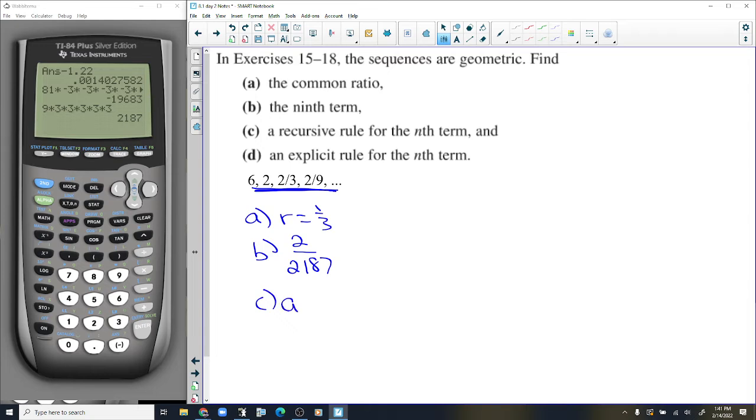C, a sub 1 is equal to 6, and then a sub n equals a sub n minus 1 times 1/3. There's recursive. And then the explicit, a sub n is 6 times 1/3 to the n minus 1. And it's n minus 1 because we don't want to multiply by 1/3 until the second term, not the first term. First term, I don't want to multiply by anything except 1.